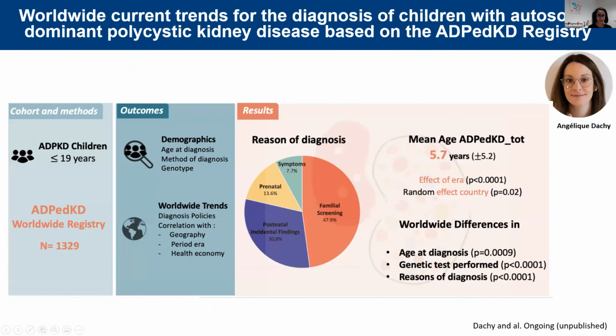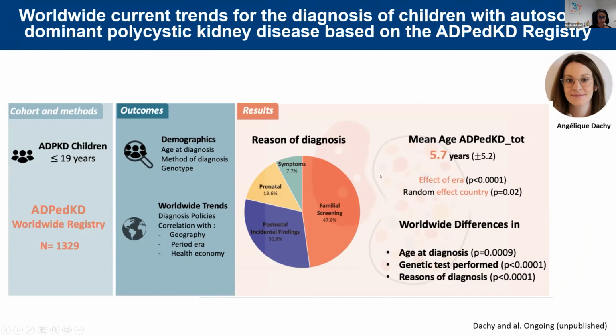And we now have Angélique Dachy, who is doing her PhD on ADPKD children, and we are writing our first paper. She analyzed the worldwide registry, including at that time 1,329 patients. And we are now focusing on the age of diagnosis, method of diagnosis, and genotype, and we are looking at whether there are diagnosis policy differences according to the geography and the era of the health economy.